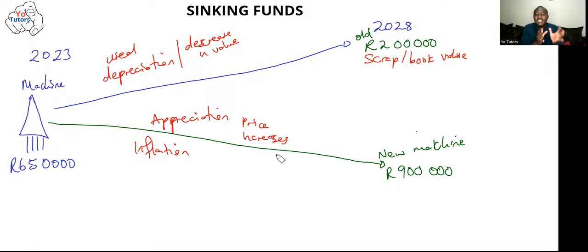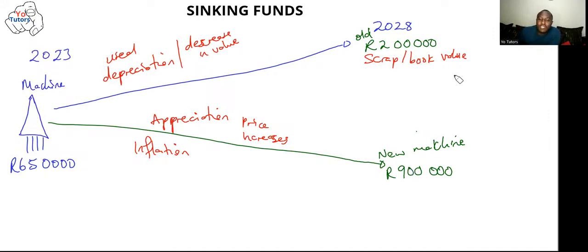Now, when a company buys an expensive machine, it needs to replace it after, let's say, 5 years, after its lifetime where it's working effectively. But when replacing it, it needs to sell the old machine and buy a new machine. So the difference between the 200,000 it's going to get and the 900,000 is what we call the sinking fund, because that money needs to be saved.